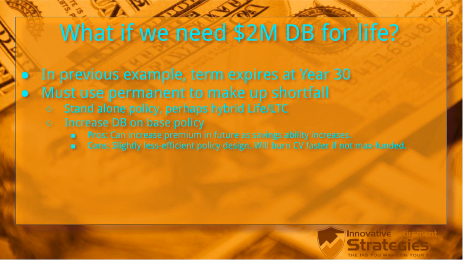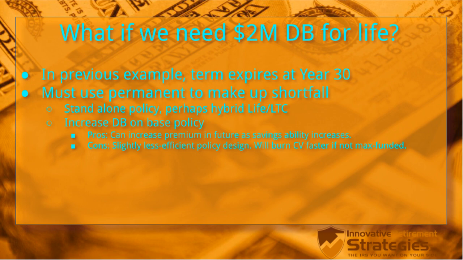So in the previous example, the term expired at the end of year 30, and the death benefit of the permanent policy was only about $1.2 million. So in this case, you just can't get a term policy with a duration of more than 30 years. The only way to do that is to use a permanent policy to make up the shortfall.